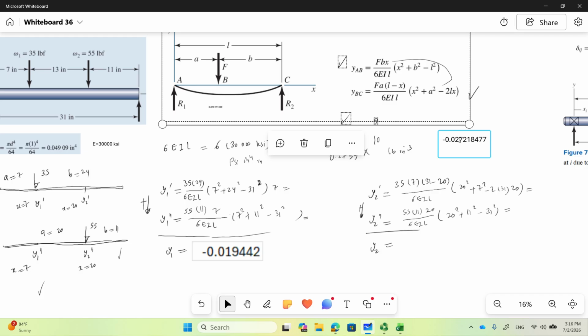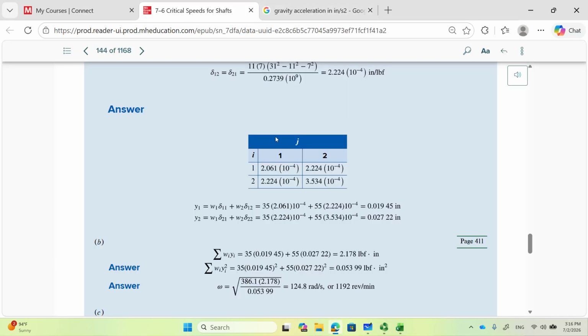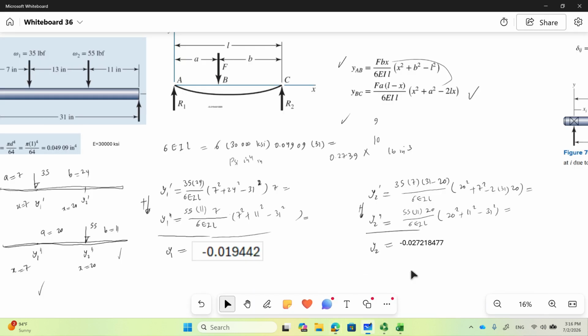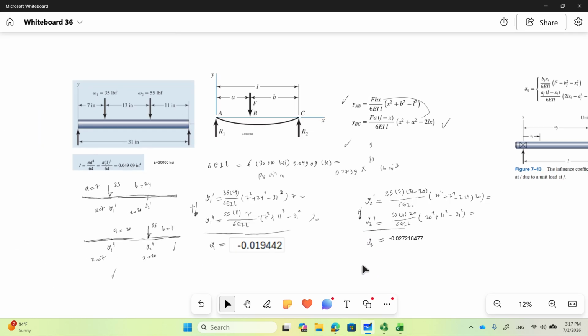Oh, I'm sorry. Okay, so I want to move this guy. Negative 2027218. Compare with the book. Very close. 2722 almost. Alright. So, okay, so this is how I found y1, y2 using the superposition table.